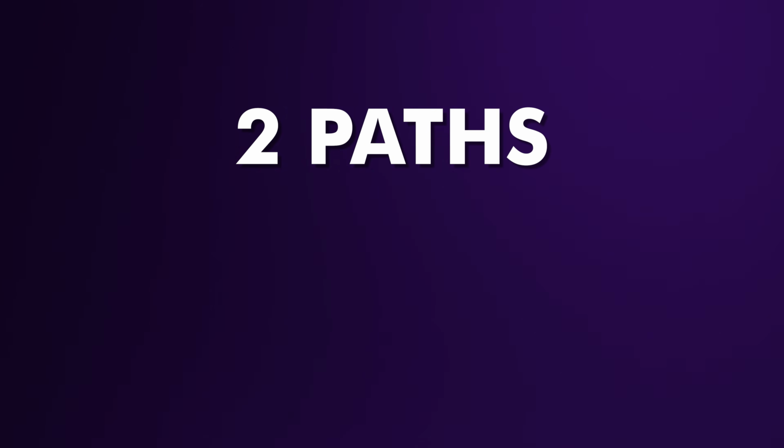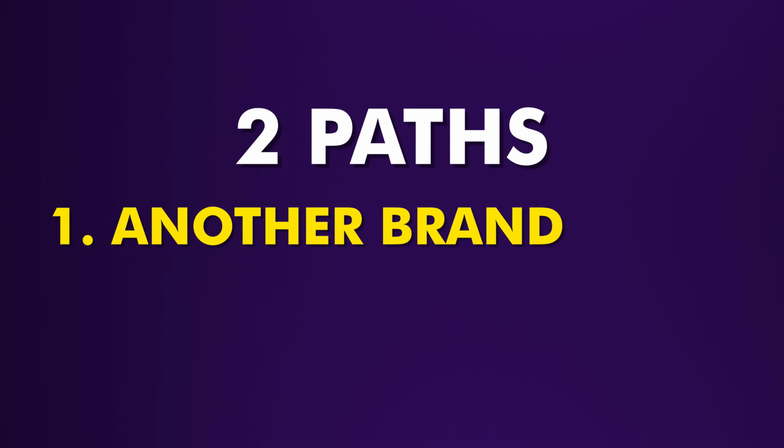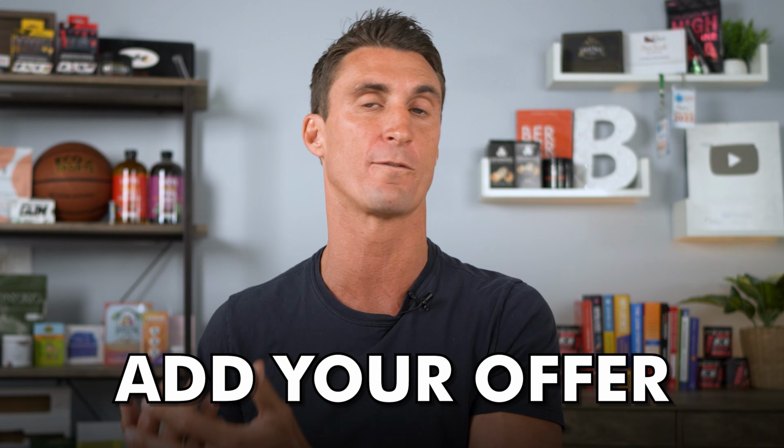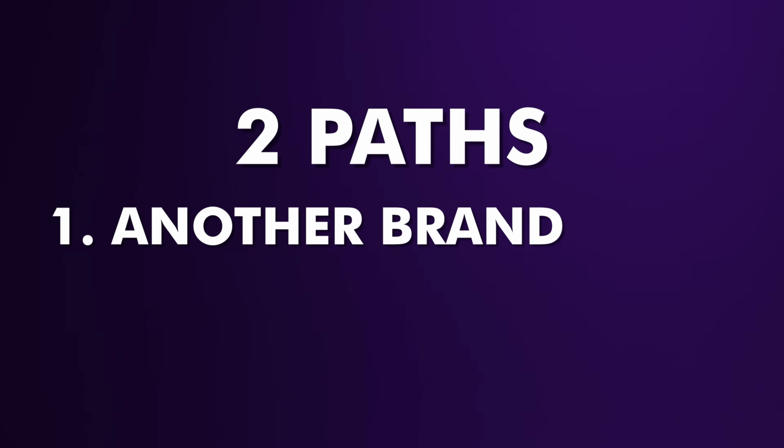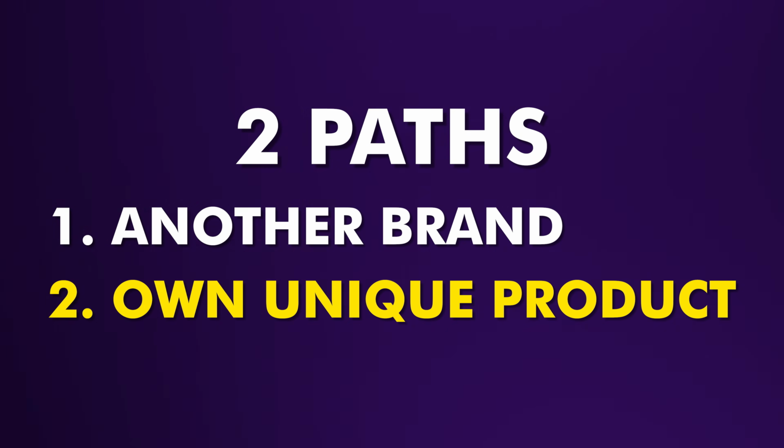And when you're listing a product, there are 2 paths you can take. The first path is to sell another brand's product, and this means the product already has a listing on Amazon. And in that case, you just add your offer to the existing listing. The second path is to sell your own unique product and create your own listing from scratch.